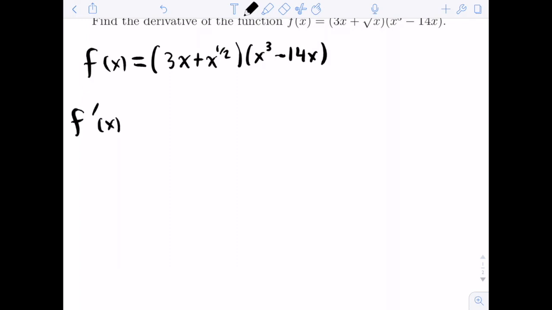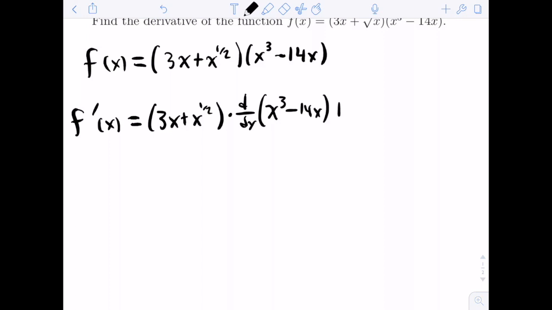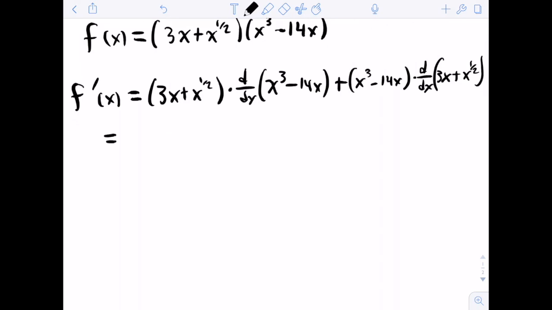So we've got f prime, which is the first times the derivative of the second, plus the second times the derivative of the first. If you're uncomfortable with this, remember that this is all on the formula sheet, so it's not that big of a deal, but hopefully you're comfortable with these rules so far. Okay, so that was the product rule. Now we'll actually calculate this derivative.